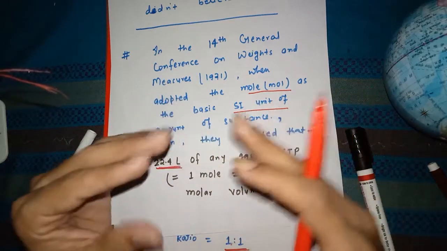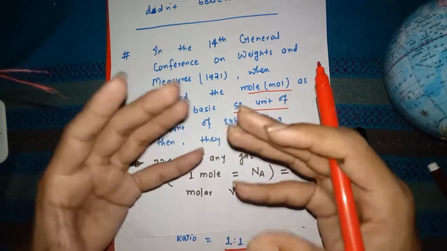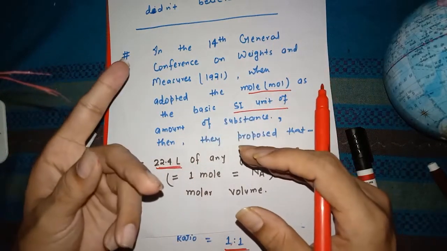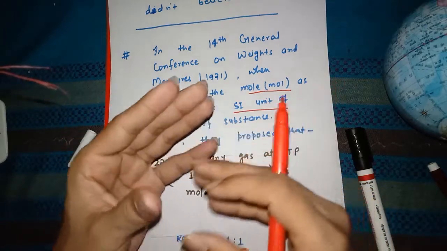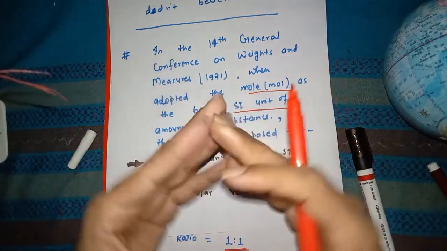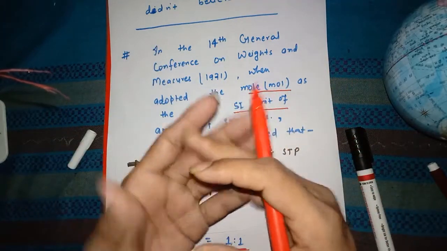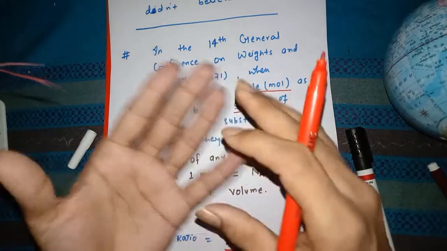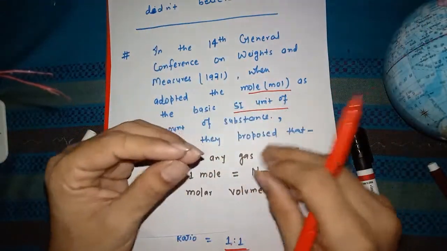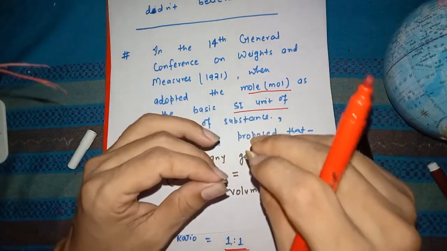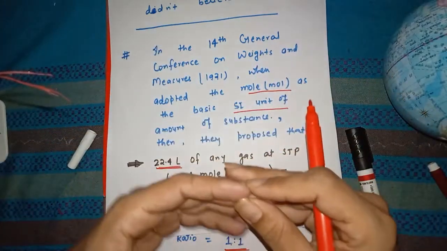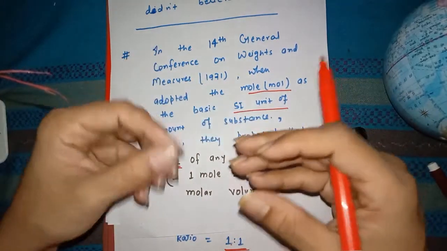Mole means heap or bundle or pile of something, which is a Greek word. Every substance is made of many atoms or molecules, so in common language we can say they are heaps or bundles of molecules or atoms. So this unit of amount of substance we call mole, M-O-L-E, and we abbreviate it as mol.